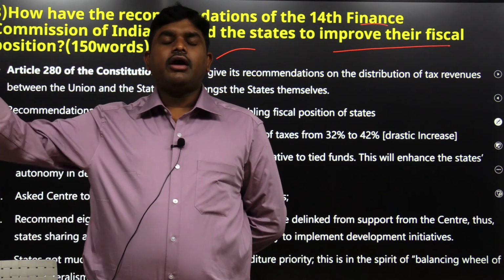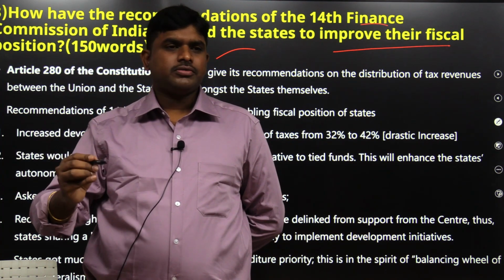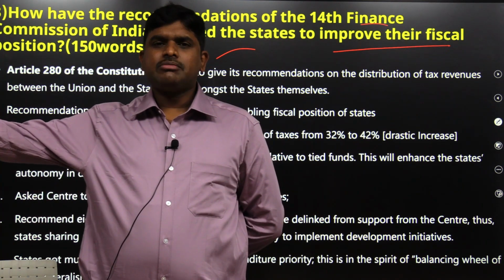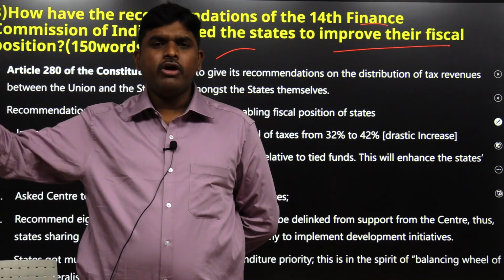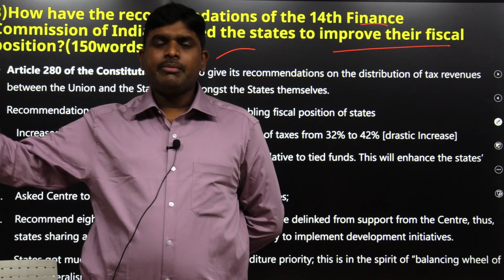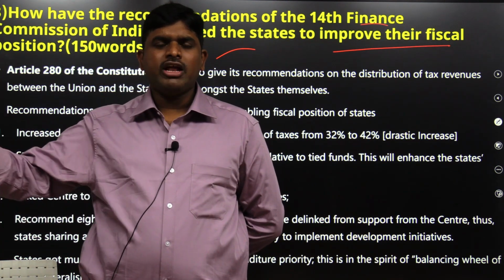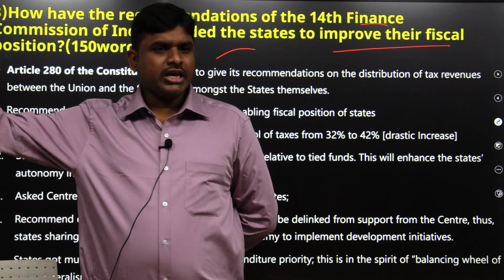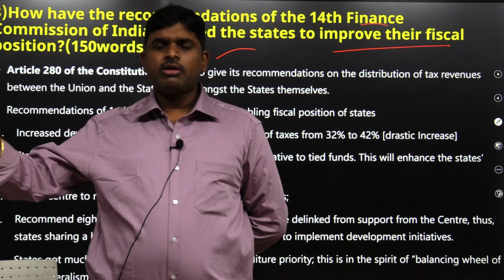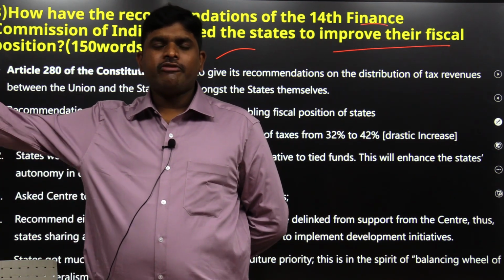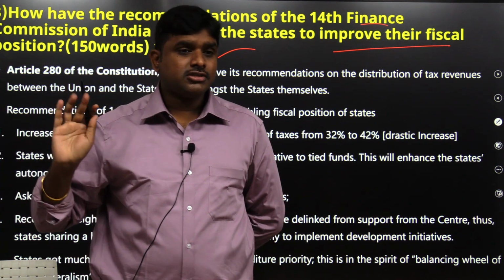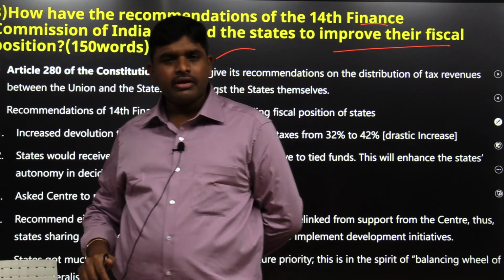Under Article 280 of the Constitution, there will be a Finance Commission, which is a constitutional independent body that will recommend to the central government with respect to devolution of funds from the center to the states. And it also gives the formula and criteria for the distribution of funds between the states. Full stop. Then you will come to the second paragraph.